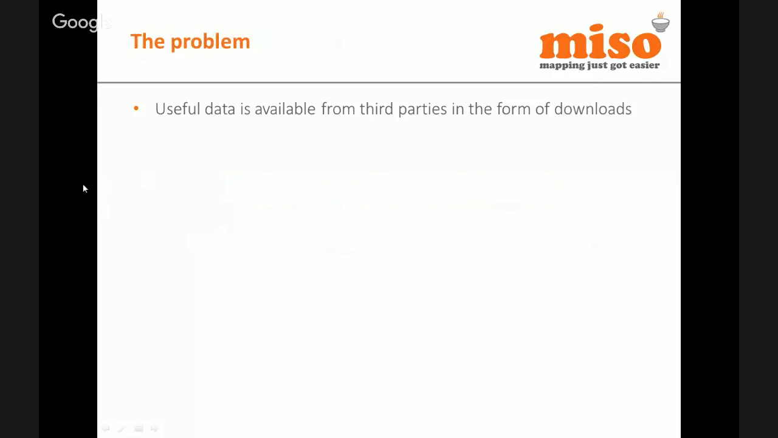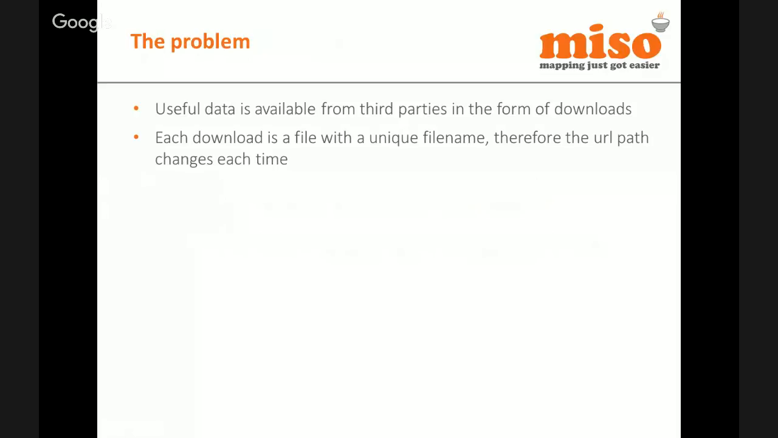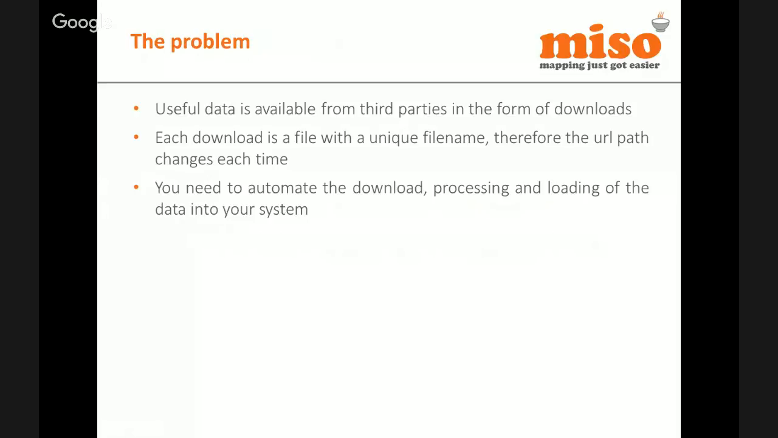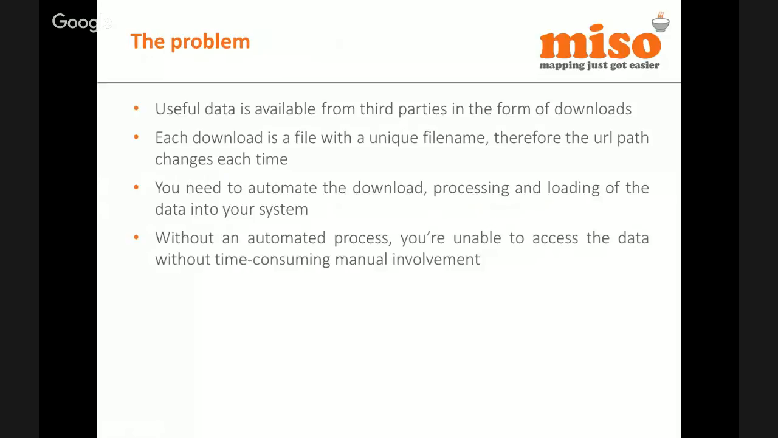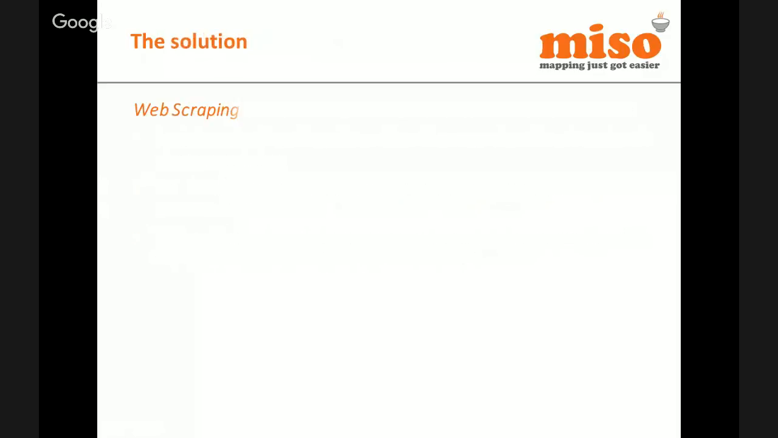So the problem: you've got a download page and it's got a unique file name that keeps changing every single time you want to get that file. So we want to automate that process. Instead of you having to go to that web page and click on every one, or trying to get the URL to put into your FME workspace, just get FME to scan the page and pull down those files for you.